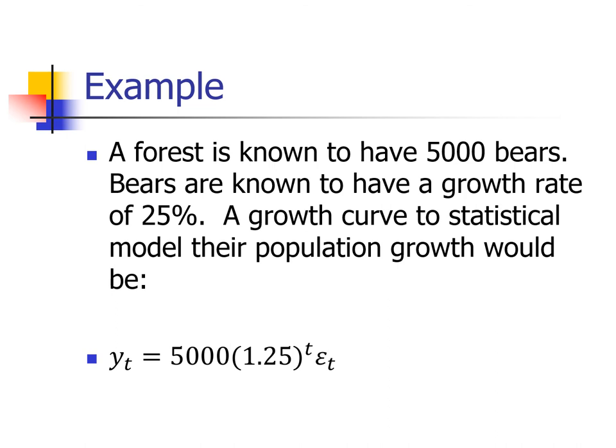So in this case, a growth curve to statistically model their population growth would look like, right? So the initial thing, the beta naught, is 5,000. That growth rate is 1.25, right? Because 1.25 minus 1 gives me 0.25, and then times 100 gives me that 25%. Raise that to the power t, and of course, I have to put my error term in there.